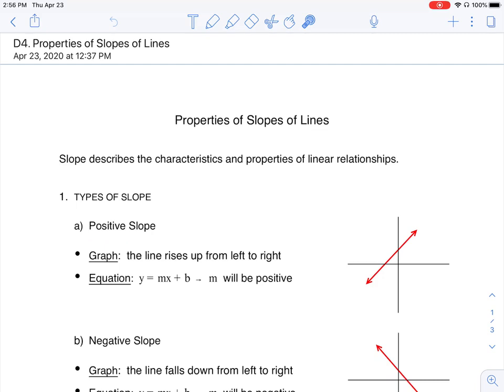So on a positive slope, we notice that the graphed line rises from left to right, and it goes up. Kind of just keeps going up like this. In the equation y equals mx plus b, the m value will be positive. So an example of that would be y equals 4x plus 3. So the rate of change, or the slope of this line, is a positive value, in this case positive 4.